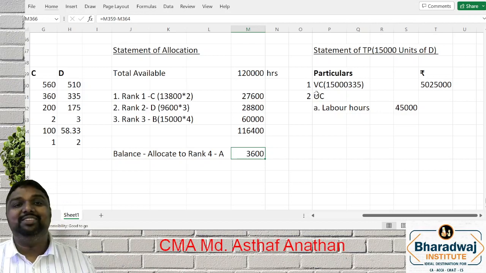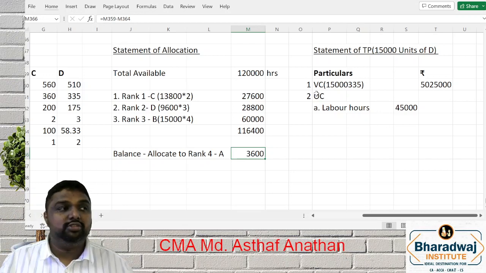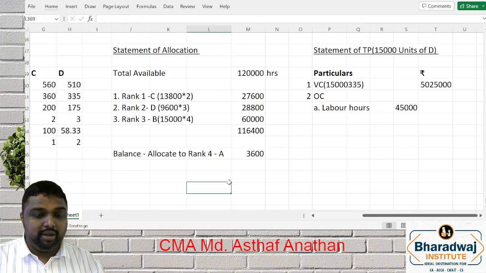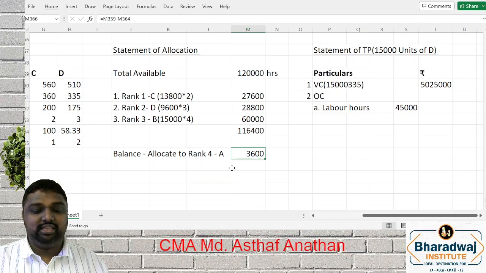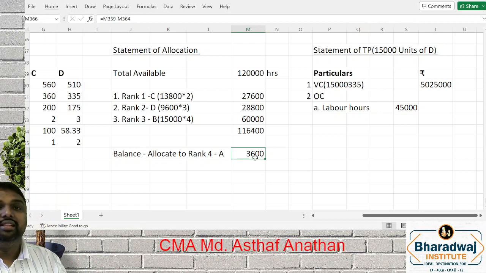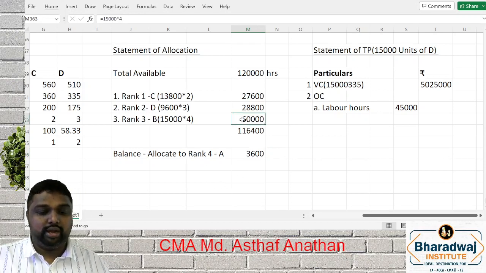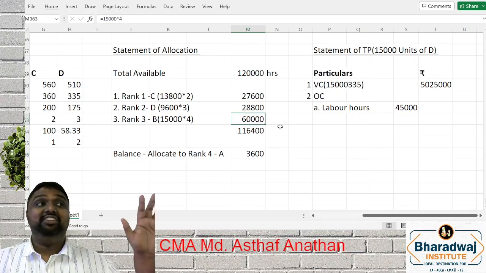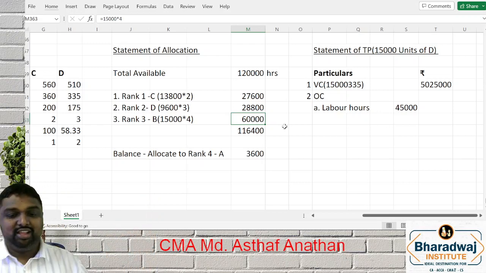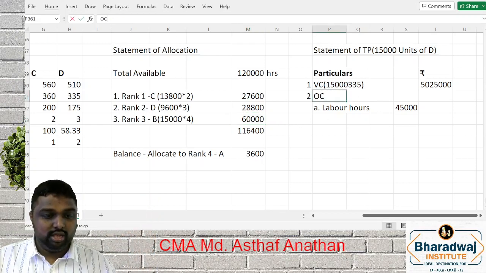In the class we have discussed that it is the product which gives you the lower contribution, the lower benefit. The lowest benefit is rank 4, and rank 4 is A. So you have to take from A. But the problem is, A has only 3,600 hours. It is not sufficient. So you have to go to the next product, B. B, if you analyze, has 60,000, so B is sufficient. So how will you take it? Opportunity cost. 3,600 you will take from A.